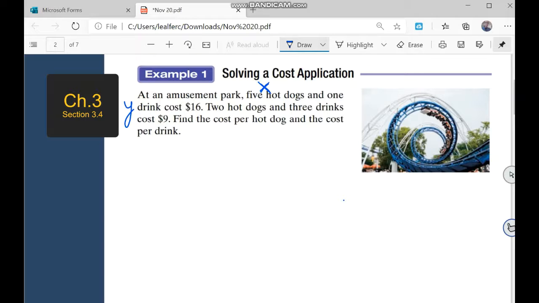So the first equation for the system is 5 hot dogs, 5X, plus 1 drink, plus Y, equals 16. This is the first equation. The next equation is 2 hot dogs and 3 drinks cost $9. So 2 hot dogs, 2X, plus 3 drinks, 3Y, equals $9. Now we have the system.